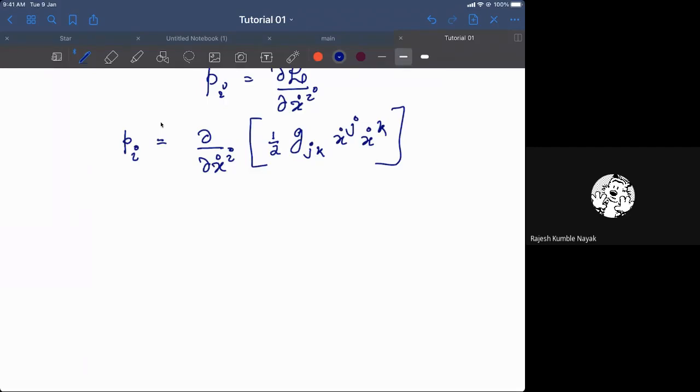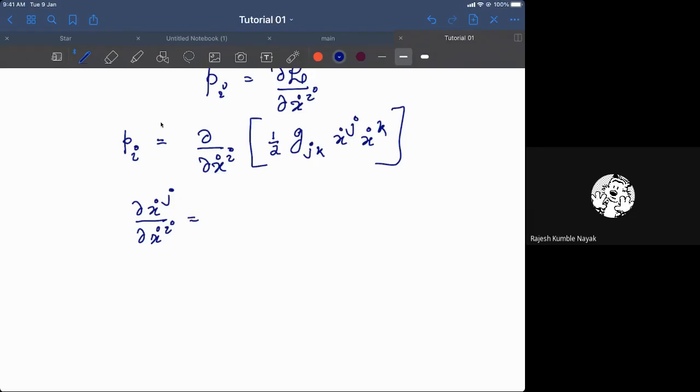Now let us expand this. Let's take the derivative. Before that, we need one small result, which you probably know. It's nothing great about it, but I make a big fuss about it because it's nice to make a fuss about simple things.